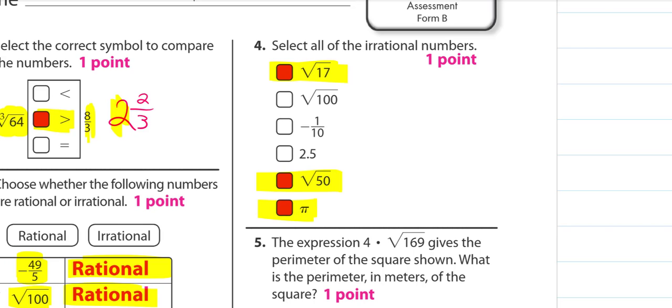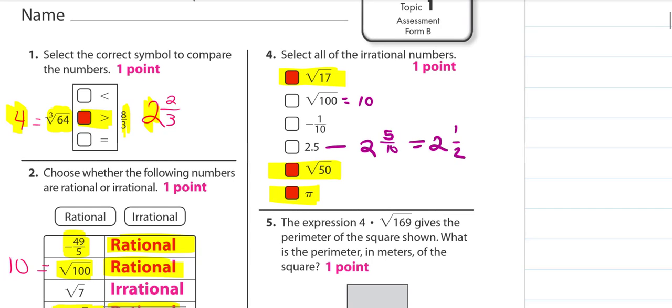When we take a look at the other options, we know that this is equal to 10. Negative 1/10, well, it's in fraction form and it can be written as a decimal or a fraction. So that's rational. Remember, all rational numbers can be written as a fraction. And so negative 1/10 is a fraction. And 2 and 5/10, well, that can definitely be written as a fraction, which can be written as 2 and 1/2. So those are the only three options of irrational numbers.